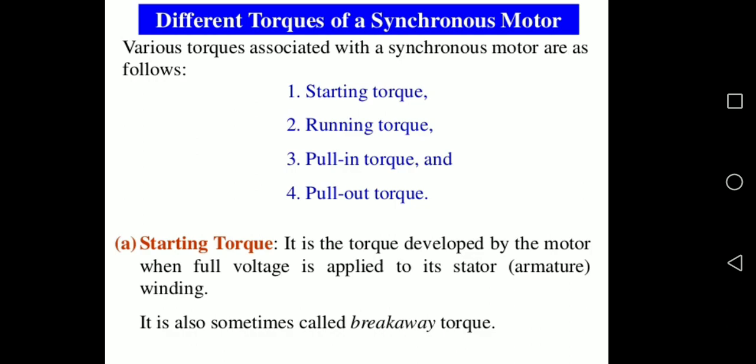Now coming to the topic of the different torques of the synchronous motor. In the synchronous motor we have four torques: starting torque, running torque, pulling torque, and pull-out torque. As we know, the starting torque of the synchronous motor is zero. It is the torque developed by the motor when the full voltage is applied to the stator armature winding. It is also sometimes called the breakaway torque.